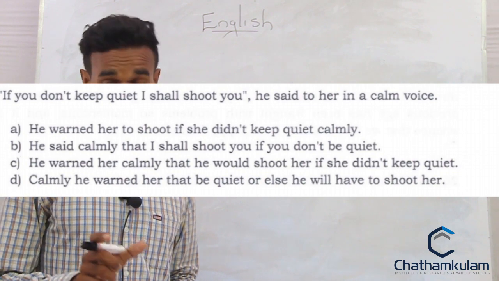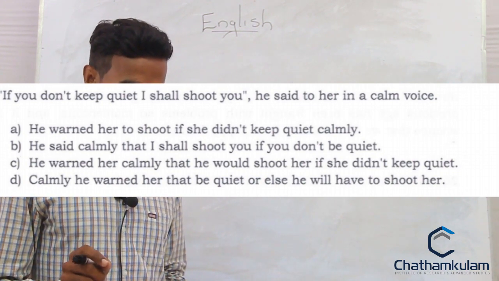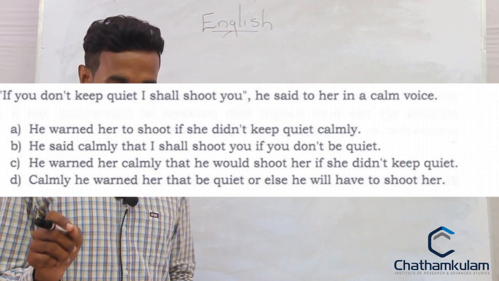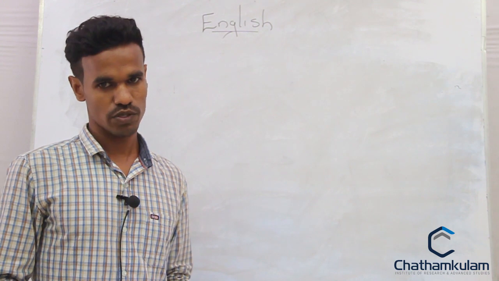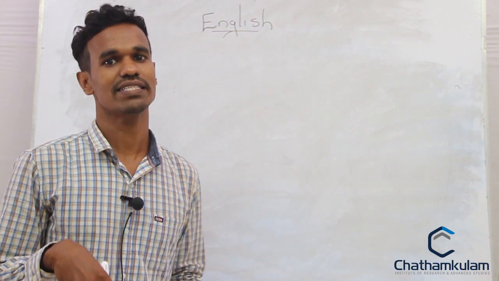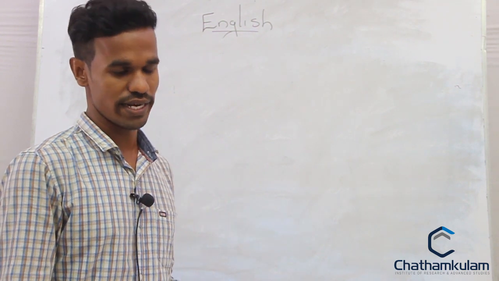Next question: "If you don't keep quiet, I shall shoot you." The complete sentence is in the inverted commas. It's not a simple sentence. "If you don't keep quiet, I shall shoot you," he said to her in a calm voice. So we can imagine what the situation is, and while we are pronouncing it as an entire speech, what kind of change will be added with that.